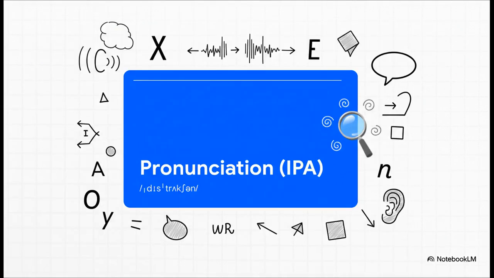Next up is the sound. Now, I know what you're thinking. These symbols look kind of complicated, right? But this is the International Phonetic Alphabet, the IPA. All it is really is a universal cheat sheet so that no matter where you are in the world, you know exactly how to say the word. It's just another tool in the toolbox for making things super clear.